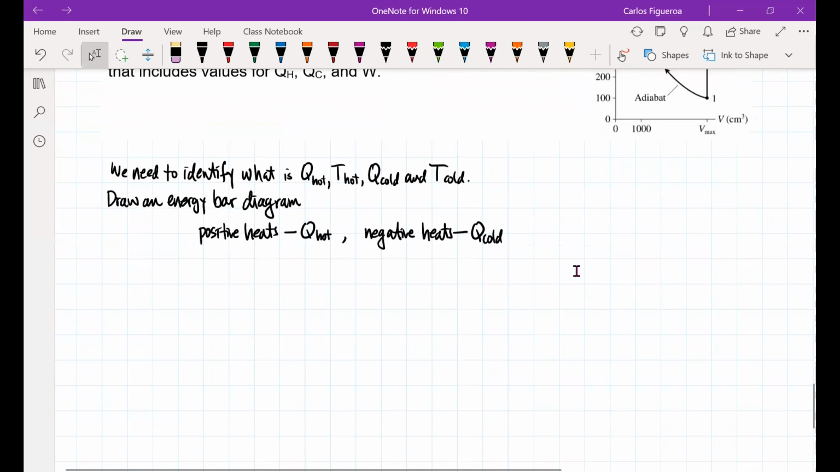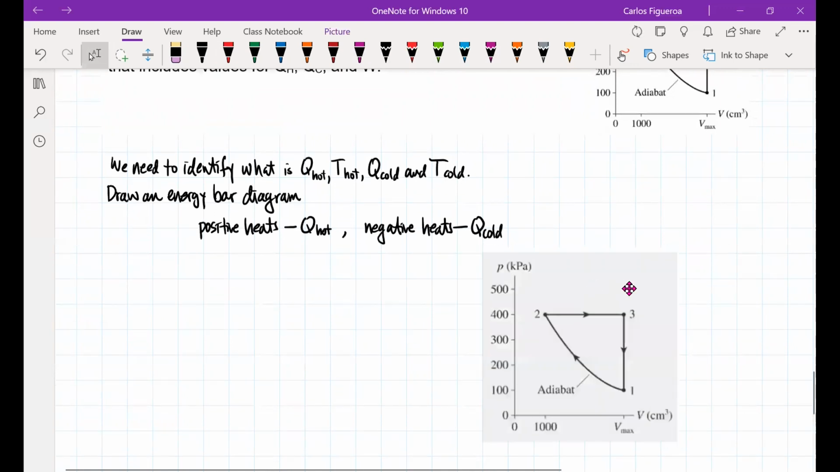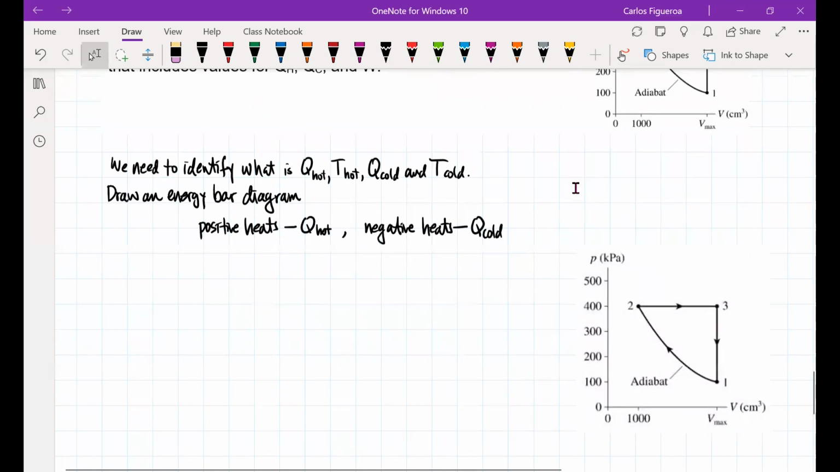So if I look at my cycle, I'm going to put a PV diagram right over here, because I'm going to use it here. Looking at this, the lowest energy state has to be 1. If you just look at PV, that's going to tell you that. So then here I go. This is my lowest energy state, in this case, E1.